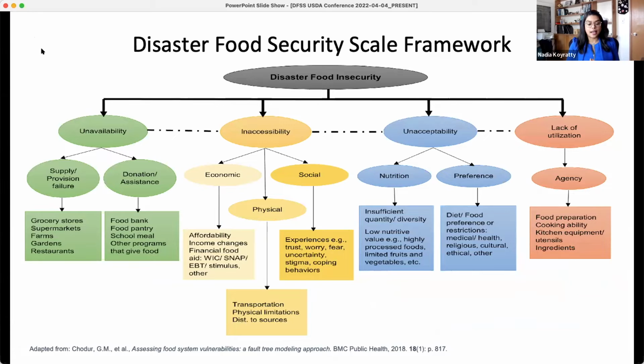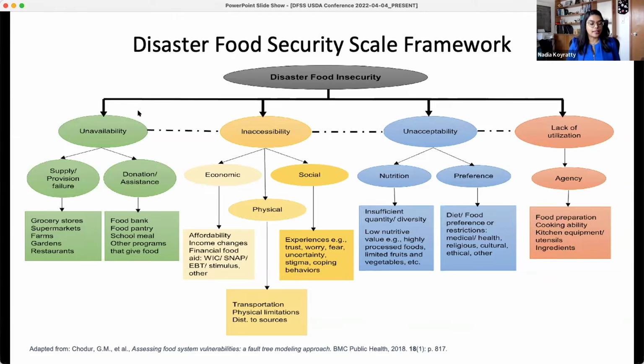Now, this particular slide looks at the framework that our scientific advisory group developed in a disaster setting. This framework extends both the FAO and USDA definitions and is adapted from the work that some of our panel members have previously published. You can see the reference at the bottom. So our framework identifies 4 main domains: unavailability, which is characterized by food supply failure and food assistance issues; economic inaccessibility; physical inaccessibility; social inaccessibility, which covers the experiences of uncertainty, fear, and worry aspects of food access; unacceptability, which includes quality, safety, food preferences, and dietary needs.